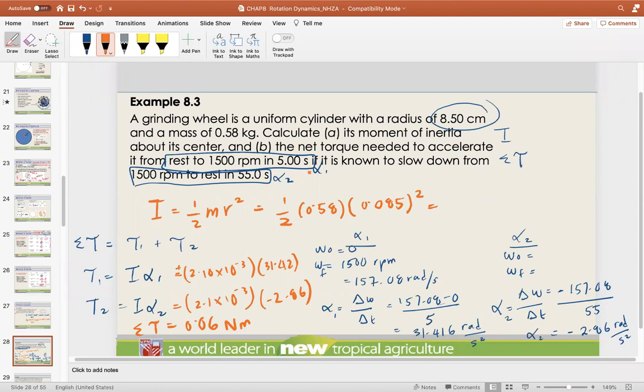Let's try to understand why. The net torque needed to accelerate it from rest, if it is known to slow down. This is the first situation: we already know the cylinder is decelerating, slowing down, its rotation decreasing. But I want it to speed up again. So what net torque do I need to apply to the cylinder so that it rotates accelerating? That is what the question asks. So the net torque is 0.06 Newton meter.